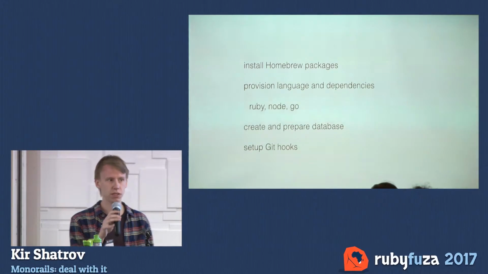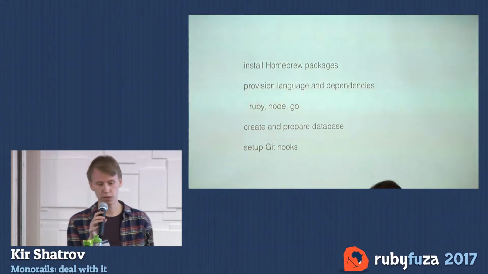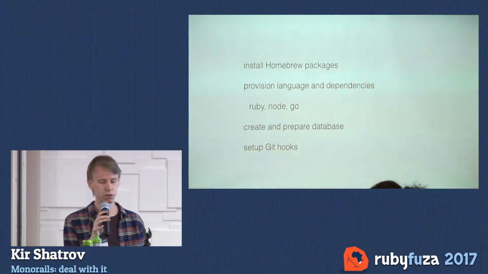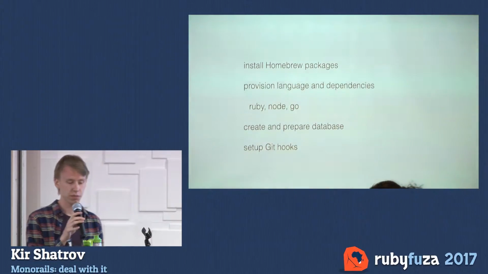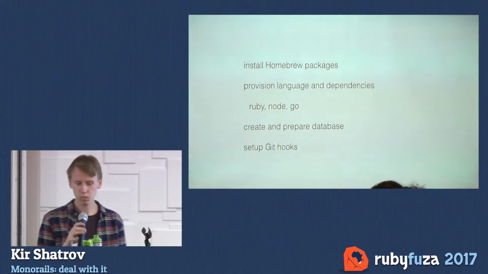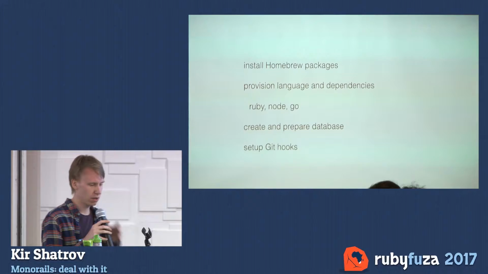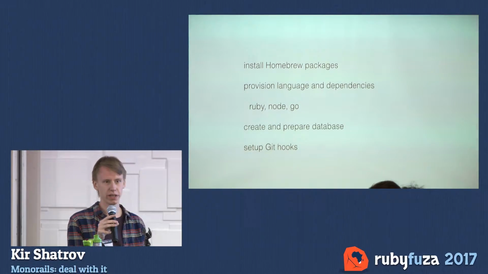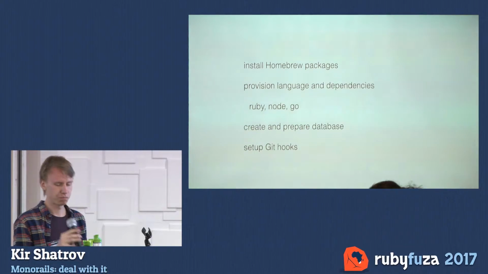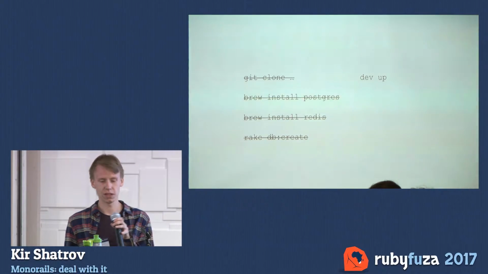Because for local development, you still need to install Homebrew packages, install the language that the project requires. It can be multiple languages. If you have a Ruby app that is using some JavaScript, you need to install Node. You also need to create the database to run the tests and to develop locally. So we thought, what if we can describe what an application needs in some meta file and then apply that. And ideally, it would be just one command.